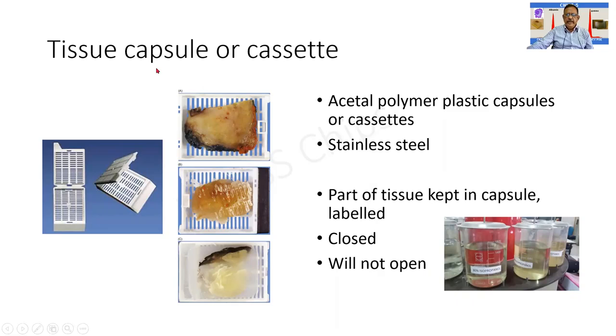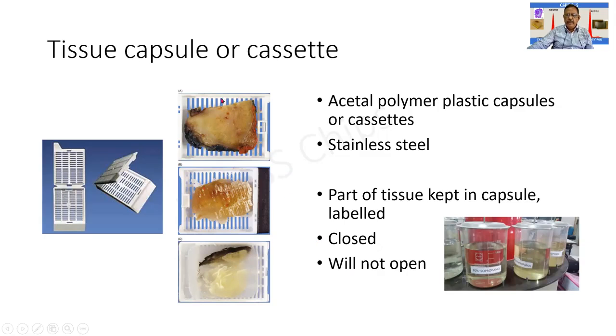The first instrument here is the tissue capsule or cassette. This is one. It appears very simple but of paramount importance. It is a plastic or it can be a metal container which is porous, which has got multiple round or slit-like spaces. So part of the tissue is kept within the capsule and it is labeled. And once it is closed, it will not open that easily.